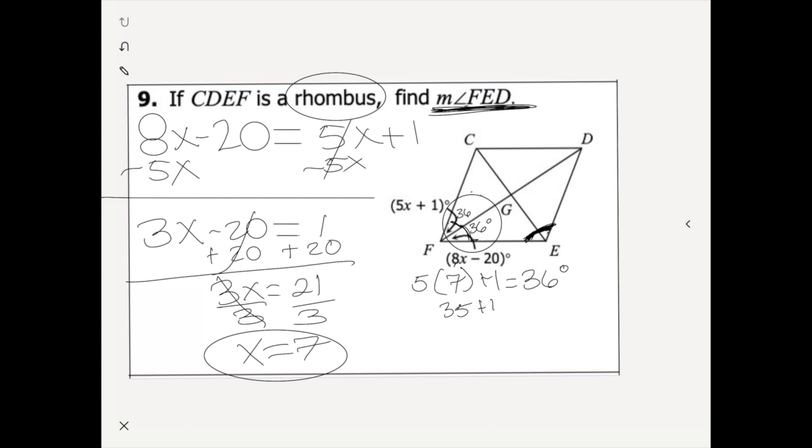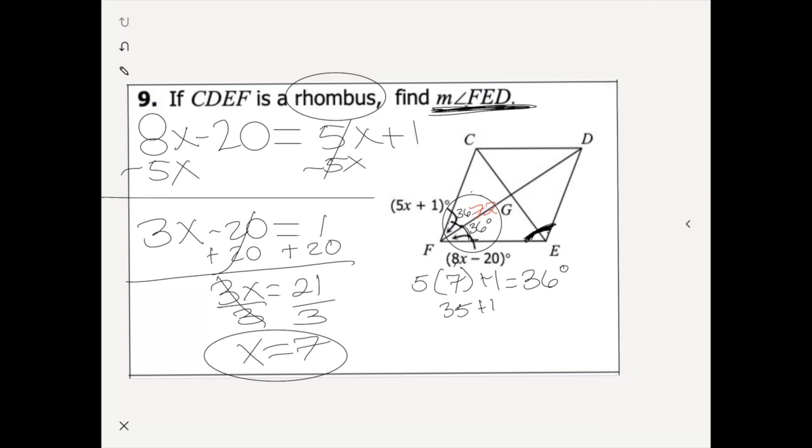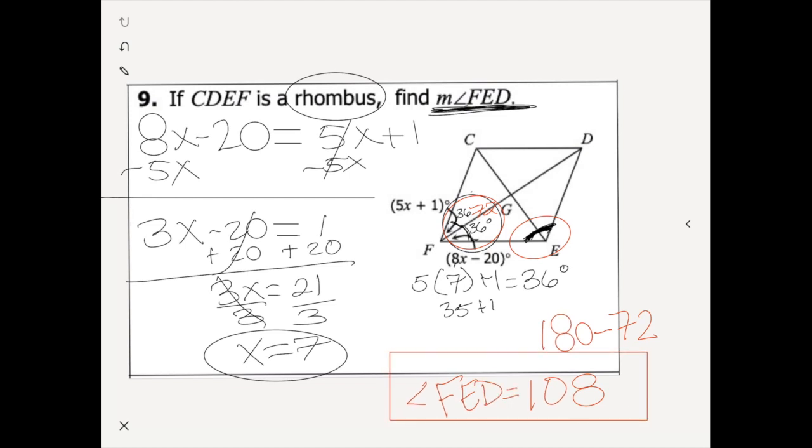So let me go and write 72. So this whole thing is 72 degrees. Keep in mind, this angle, this whole thing, plus this angle that we're looking for, they are consecutive interior angles, which means they are supplementary, which means they need to add up to 180 degrees. So if we do 180 minus 72, we're going to get 108. So that is the measure of angle FED. It's 108 degrees.